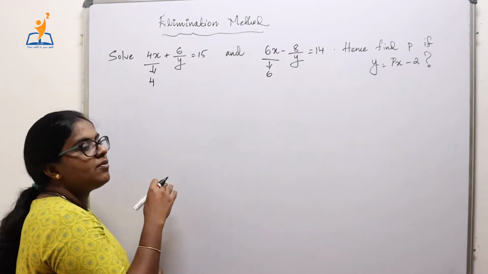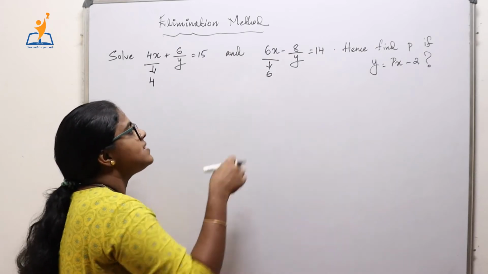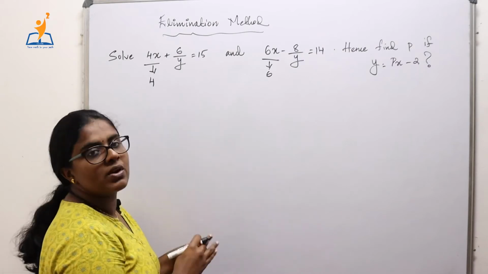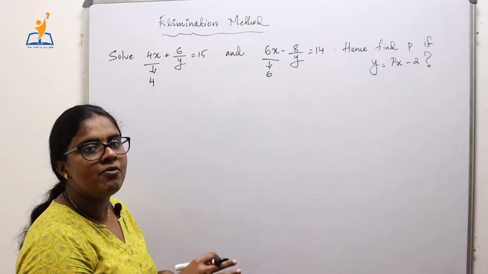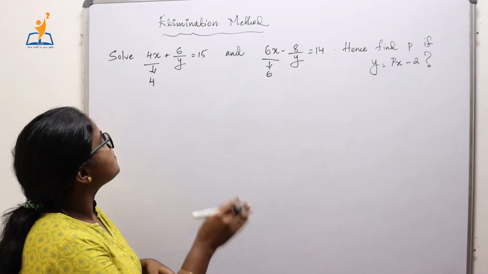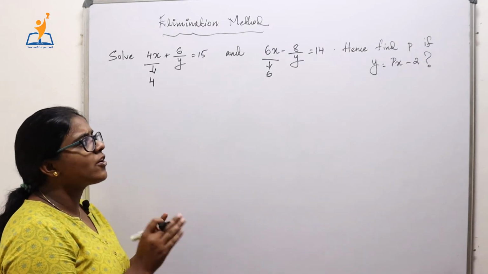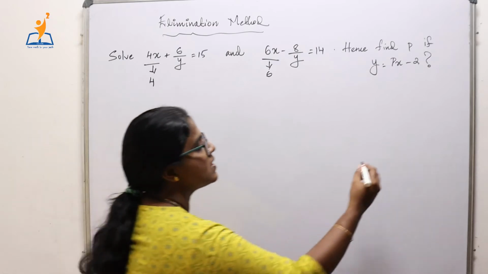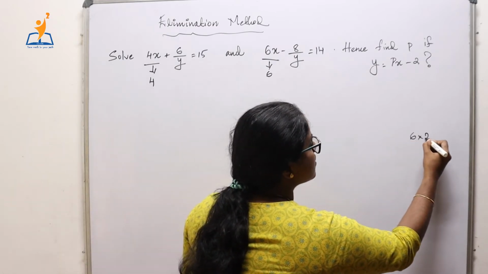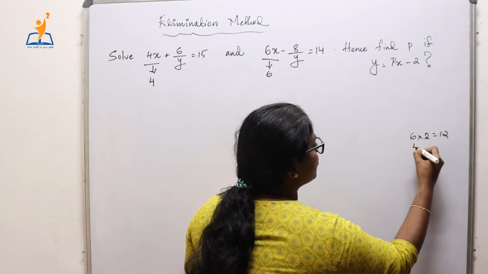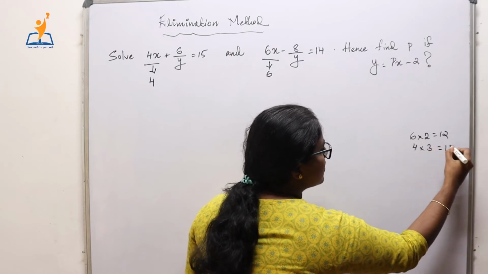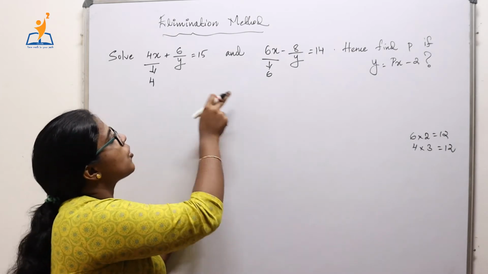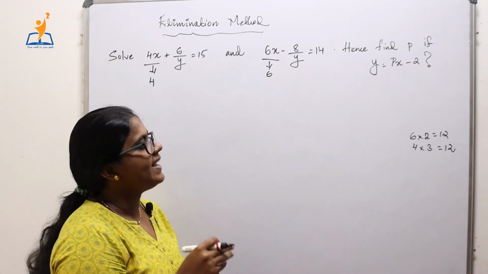So we are converting 4 and 6 into the least common multiple of 4 and 6, that is the LCM of 4 and 6. We know that the least common multiple of 4 and 6 is 12, because 6 twos are 12 and 4 threes are 12. So 12 is the least common multiple of 4 and 6.